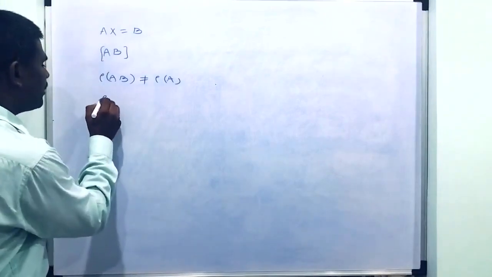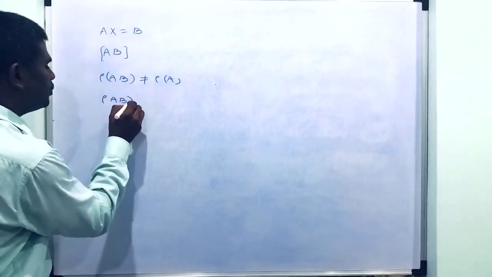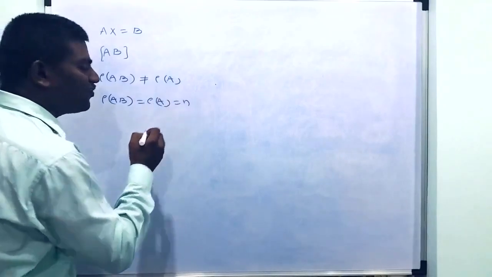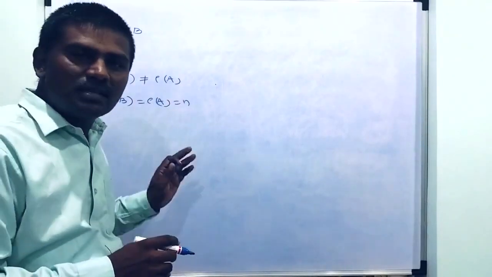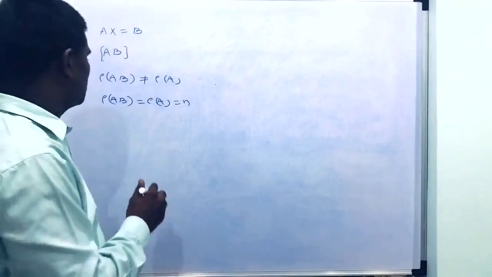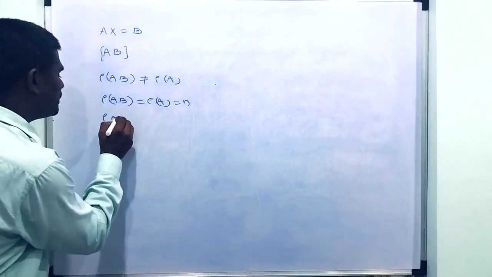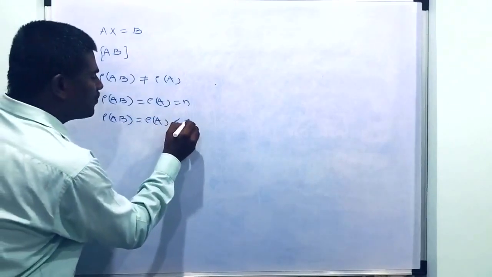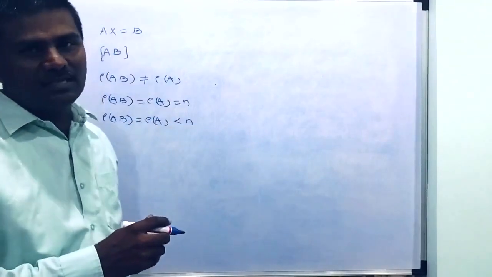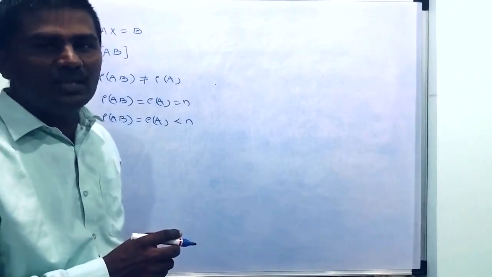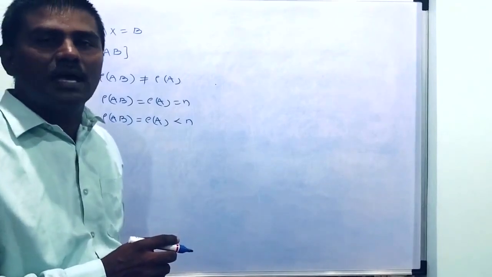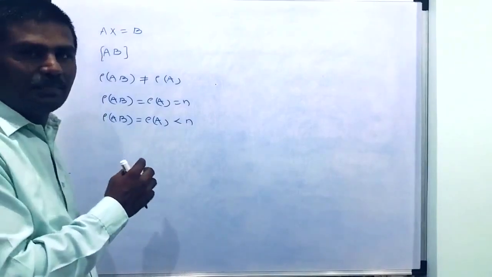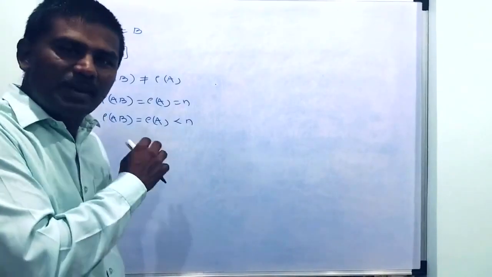If rank of AB is equal to rank of A and also equal to the number of unknowns, then the system has a unique solution. If rank of AB is equal to rank of A but less than the number of unknowns, then the system has infinitely many solutions and n minus r linearly independent solutions. With this concept, let us solve some examples.